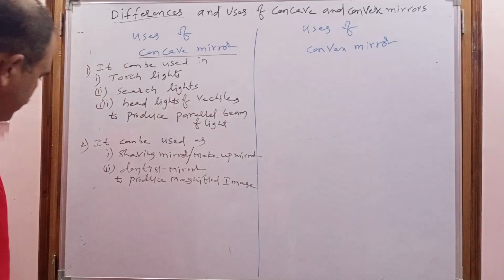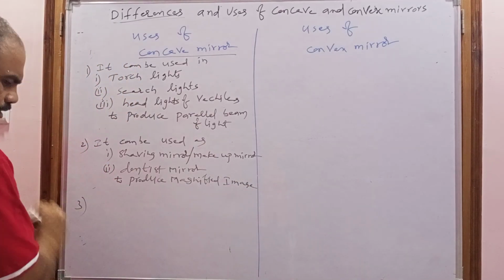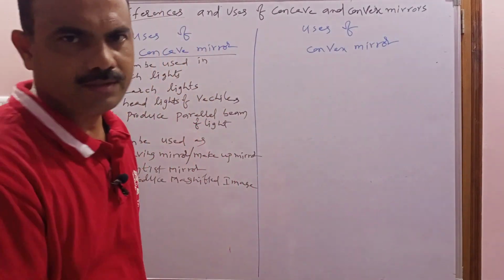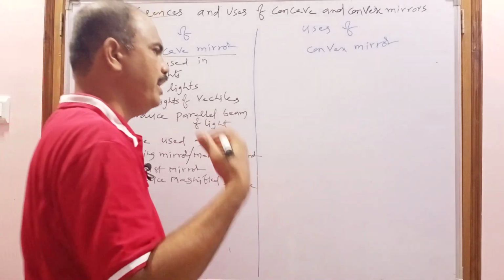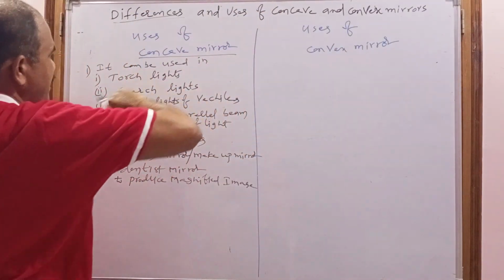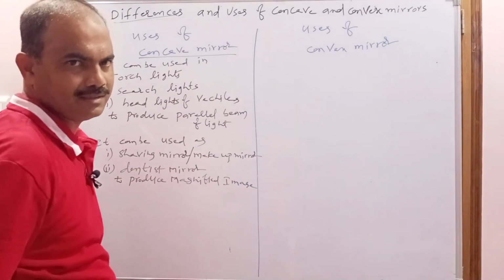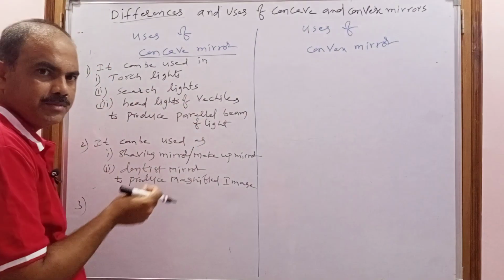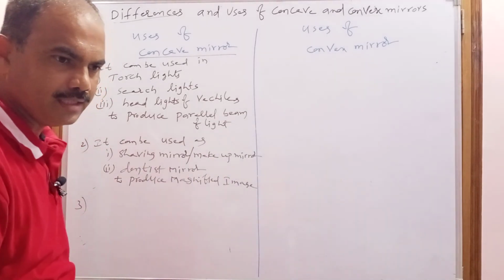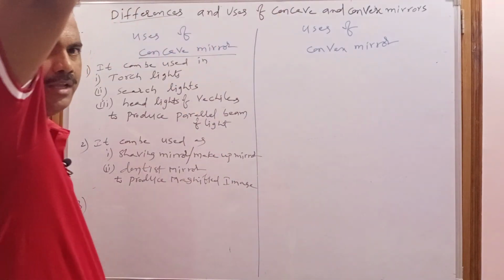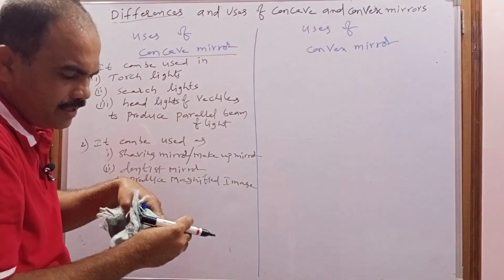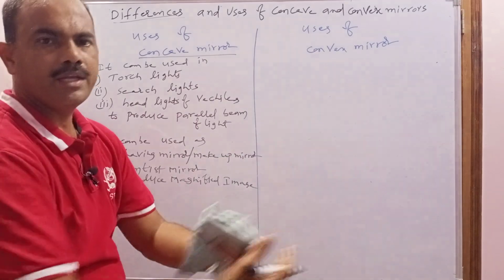And come to the last use. I want to concentrate the sunlight at a particular point. Now the object is at infinity. In the case of the torchlight and searchlight, the object is at the focus. In the second use, the object is between pole and focus. In the third use, the object is at infinity, but the image is found at the focus, and all the sunlight rays are concentrated at a point, so it can produce heat.